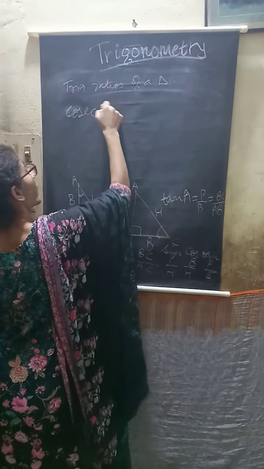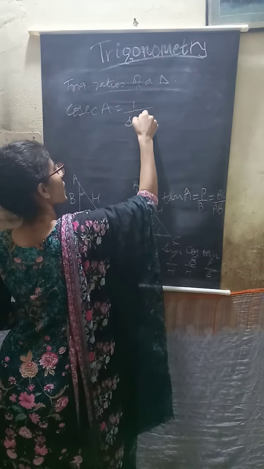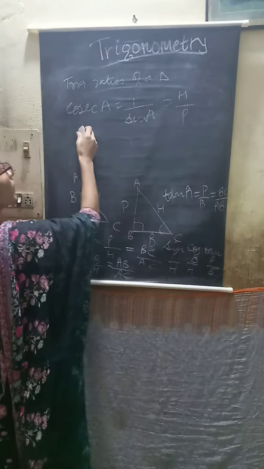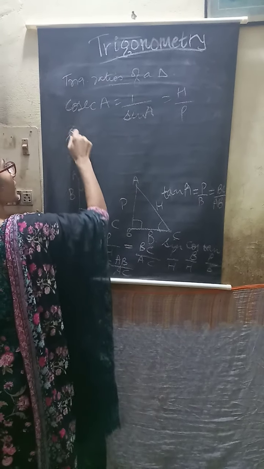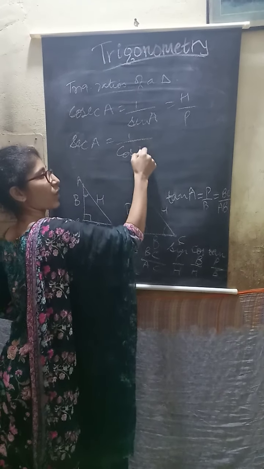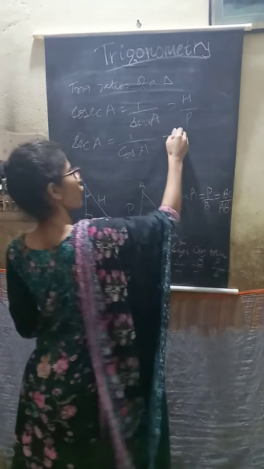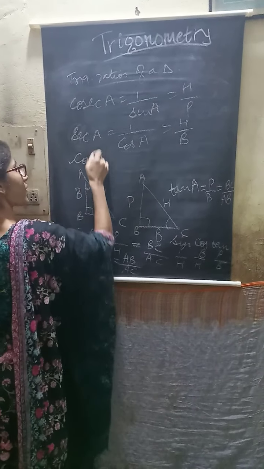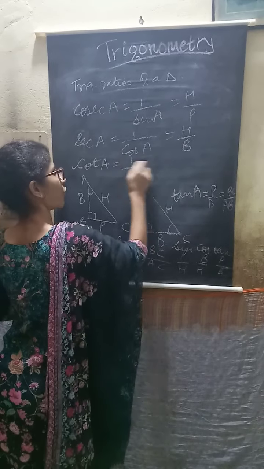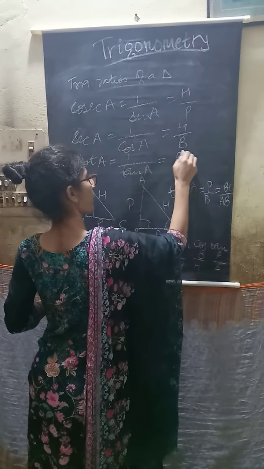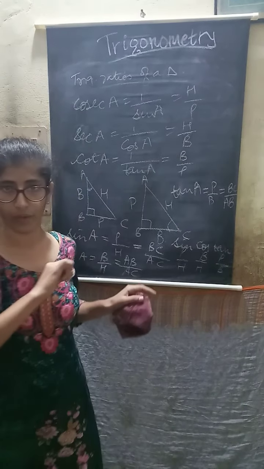Cosecant A is the reciprocal of sine A, which will be hypotenuse upon perpendicular. Next is secant A. Secant A is the reciprocal of cos A, which will be hypotenuse upon base. And the last ratio is cot A, which is the reciprocal of tan A. So this will be base upon perpendicular.